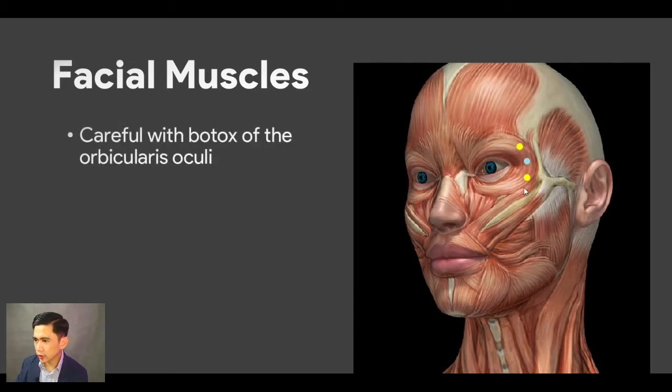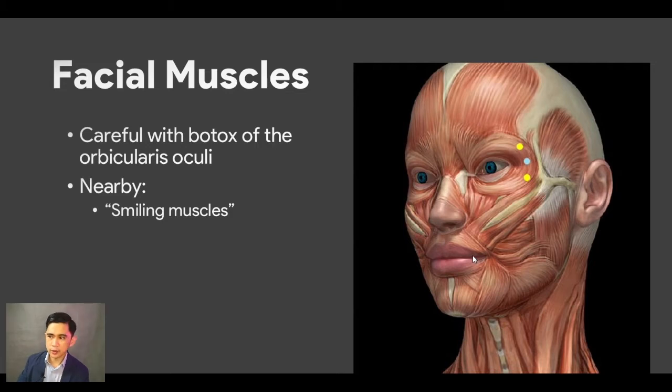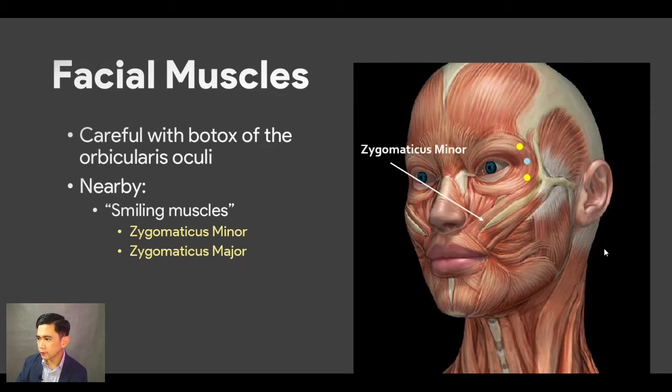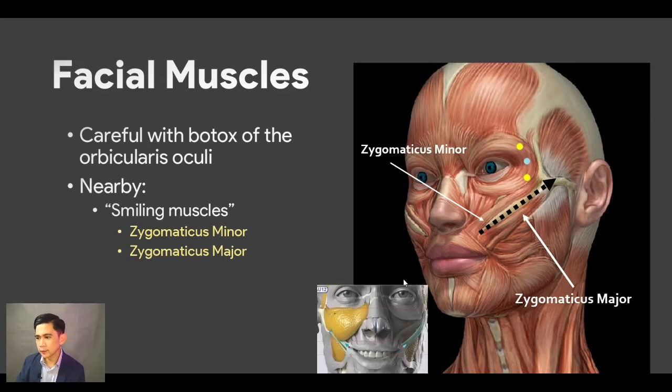However, we should be cautious of injecting over this area. Why? Because just underneath it, we can find the smiling muscles. These muscles will pull the lips upward and make us smile, no? These are the zygomaticus minor and zygomaticus major. This is the minor, which is a smaller muscle, and this is the zygomaticus major. These two will pull the mouth or the lips upward, thus producing a smile, just like this one. It will pull it upward.